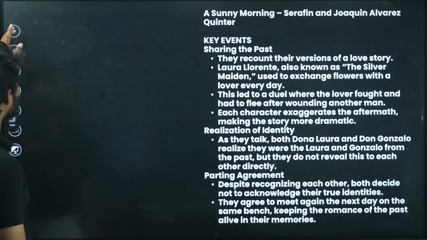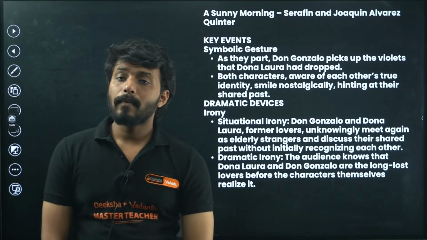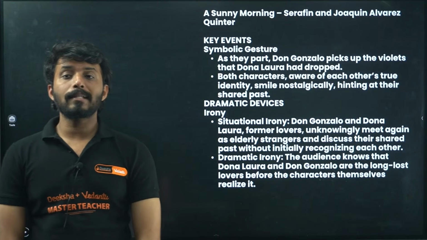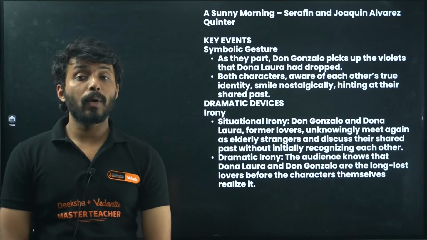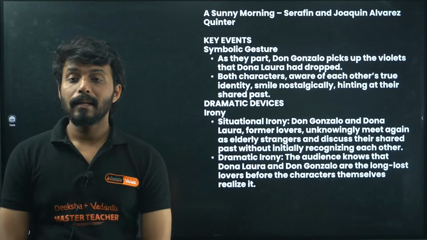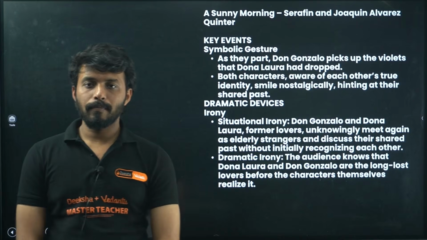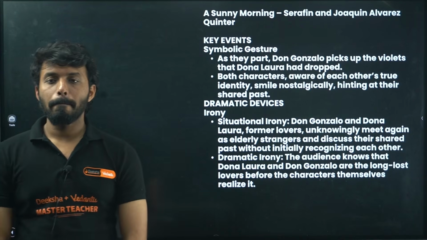Moving on. Symbolic gesture. As they part, Don Gonzalo picks up the violets that Donna Laura had dropped. Both characters, aware of each other's true identity, smile nostalgically, hinting at their shared past. Okay, so that is the play for you.